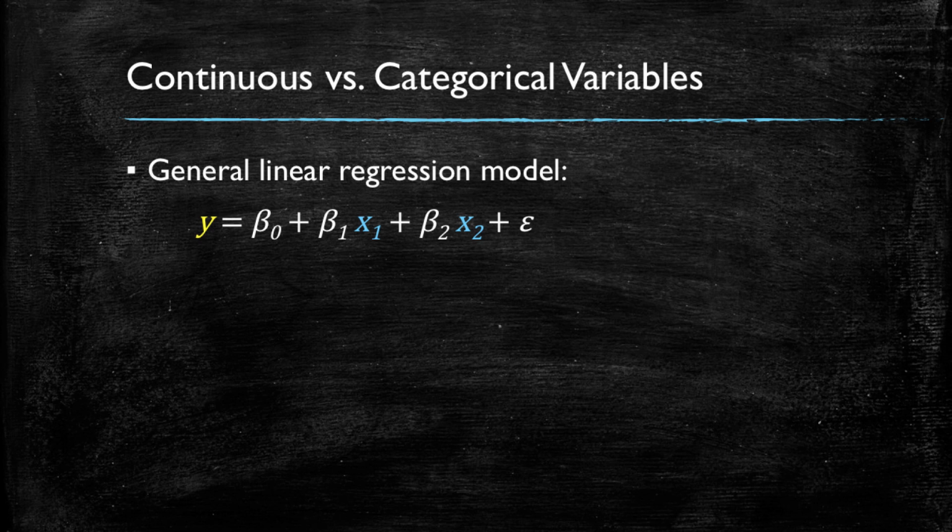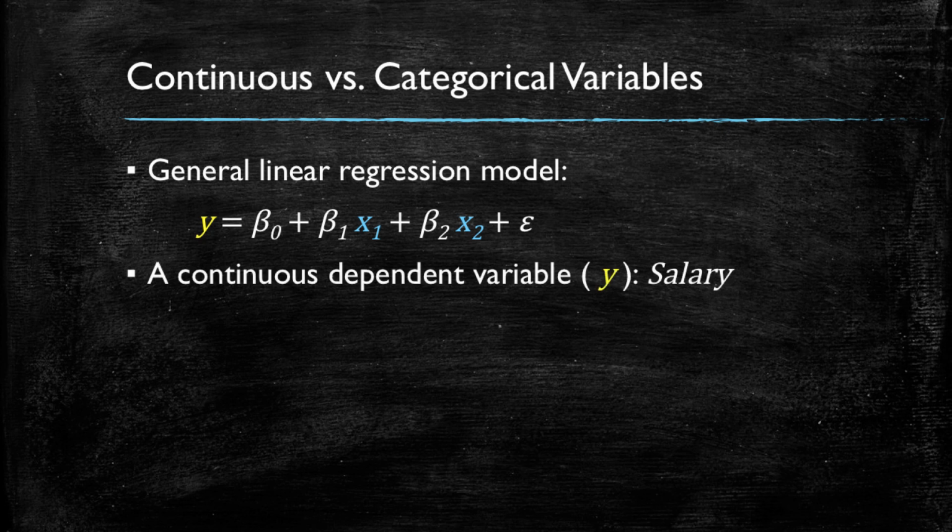Our linear regressions always have a dependent variable and a series of regressors or independent variables. And so far we have always worked with a continuous dependent variable. In this particular video, we will be talking about the salaries of professors in the United States. So salary could be our dependent variable, which is continuous.